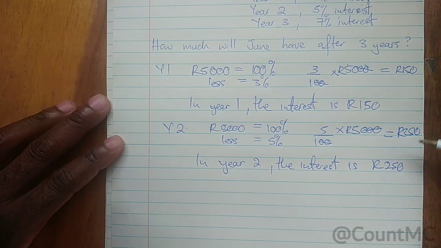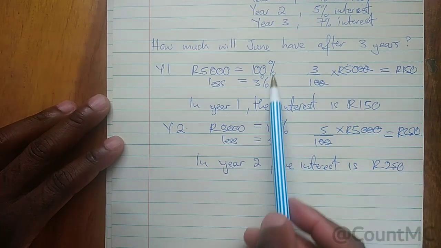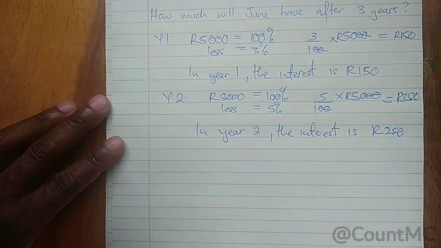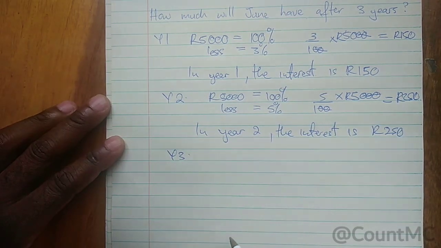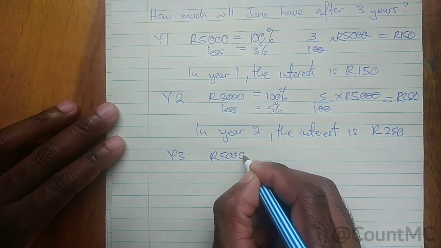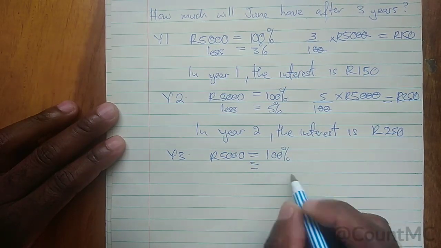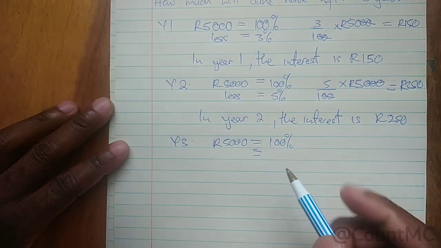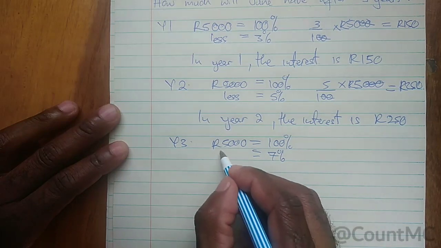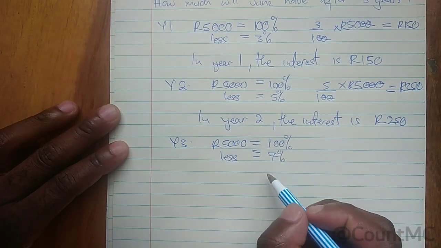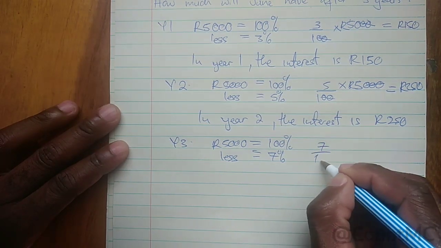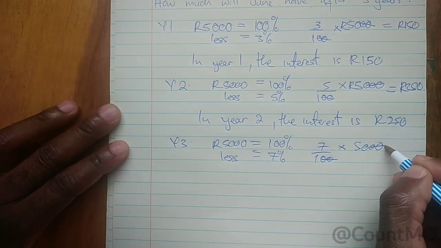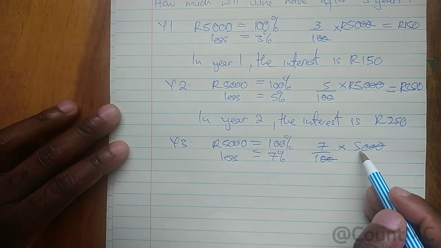Take note, we have not added year 1 and year 2. We are only calculating what happened in year 1, and now we are only calculating what happened in year 2. So let's find out what happened in year 3. This 5,000 rands is the 100%, and in year 3 they are offering 7%. So 7% will be less than 100% in comparison. So 7 over 100 multiplied by 5,000. 7 times 50.